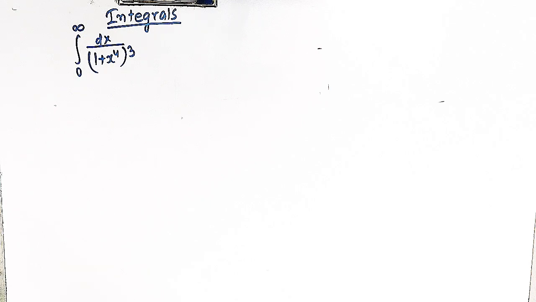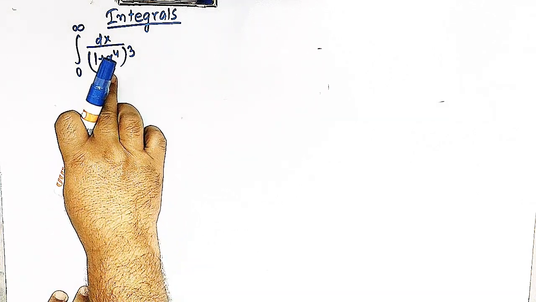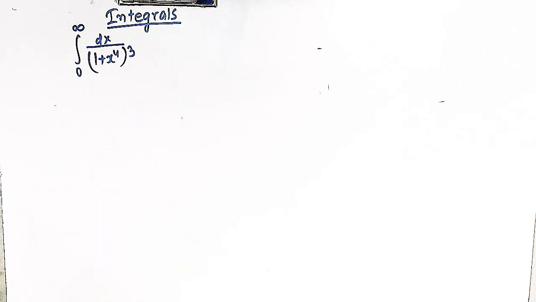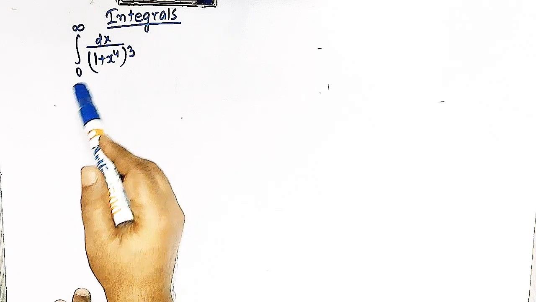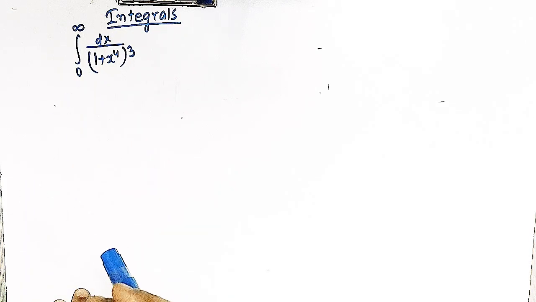So in order to evaluate this integral, we have to make use of some concepts from beta and gamma functions, right? So here first we'll make use of the method of substitution to convert this integral into a beta function, and then we'll make use of the relationship between beta function and gamma function, and then we'll also make use of the famous Euler's reflection formula, right?